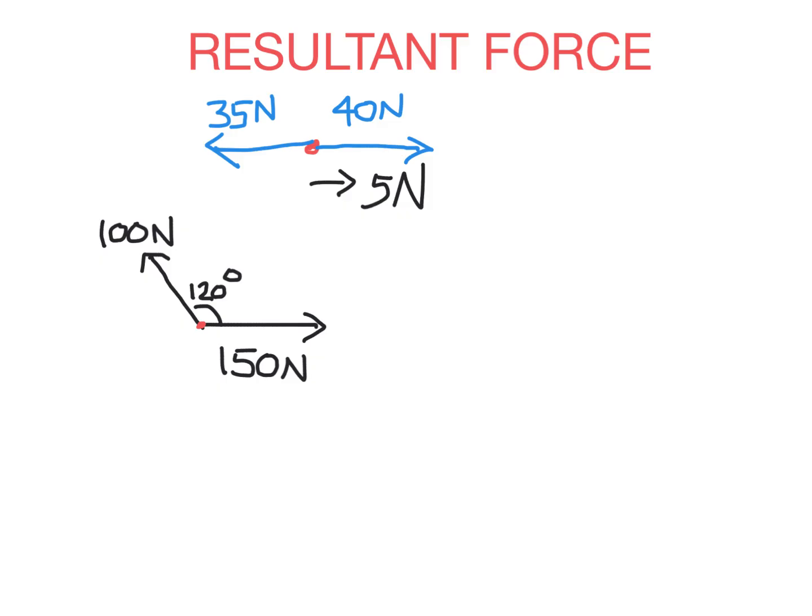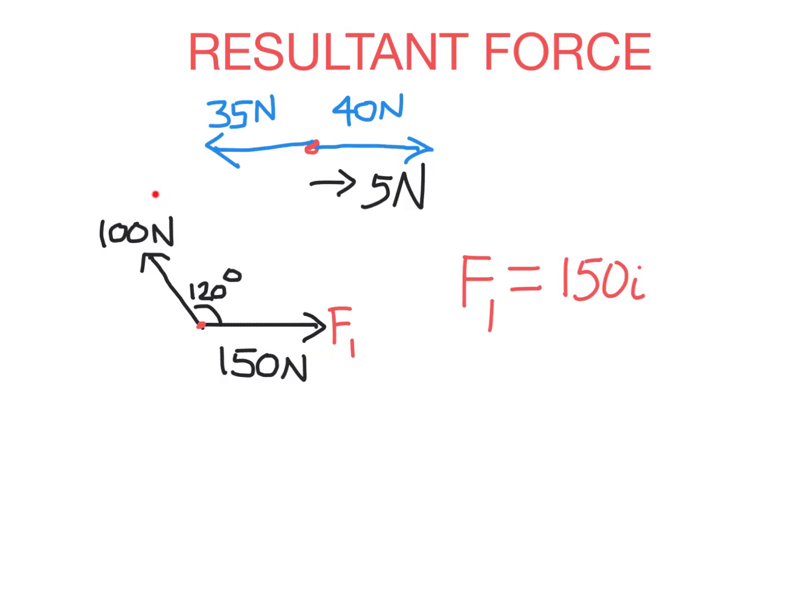To do that, we need to first find this force in Cartesian coordinates and this force in Cartesian coordinates. Now, because we have the magnitude and angle, we're going to start off in polar coordinates. This force here is easy. This first force here, I'll call that F1. It is just 150i. 150 is the x component, the horizontal component, and there's no vertical component.